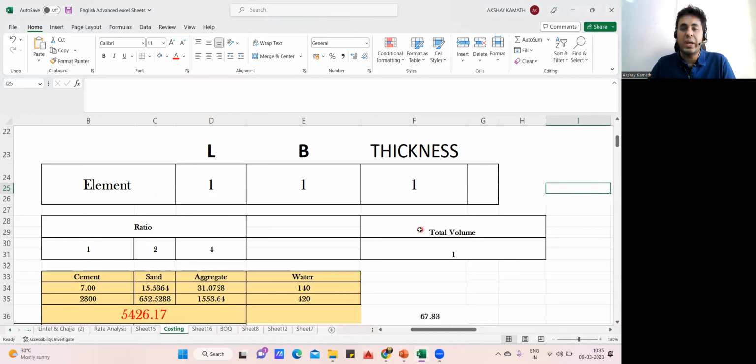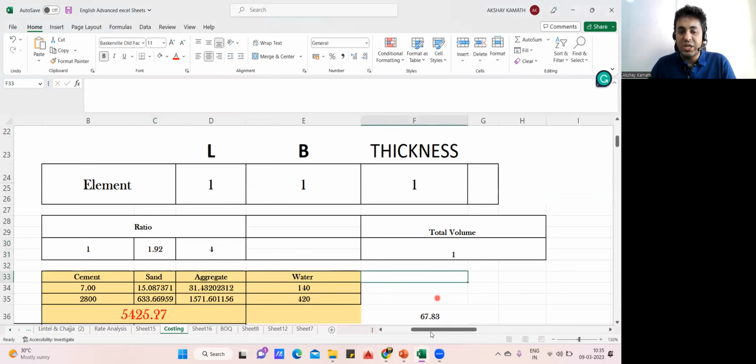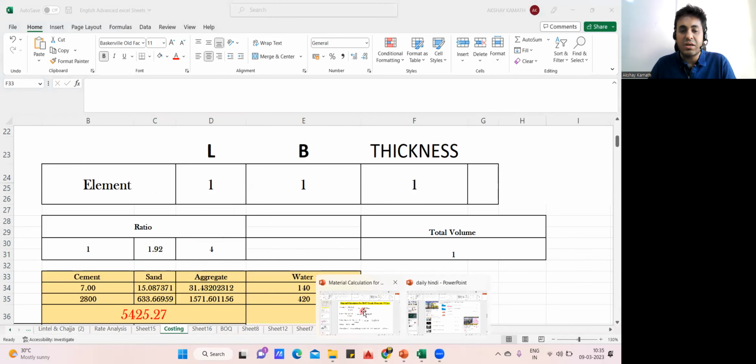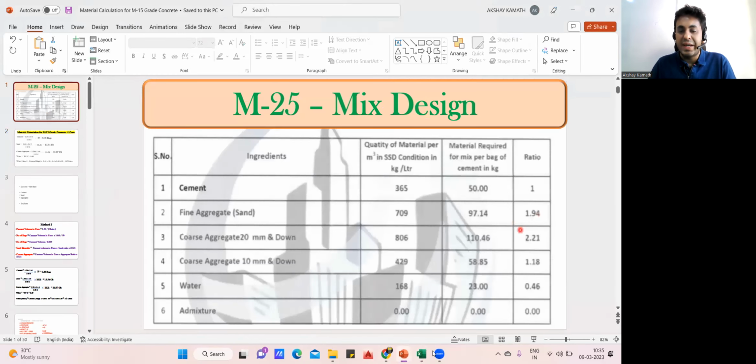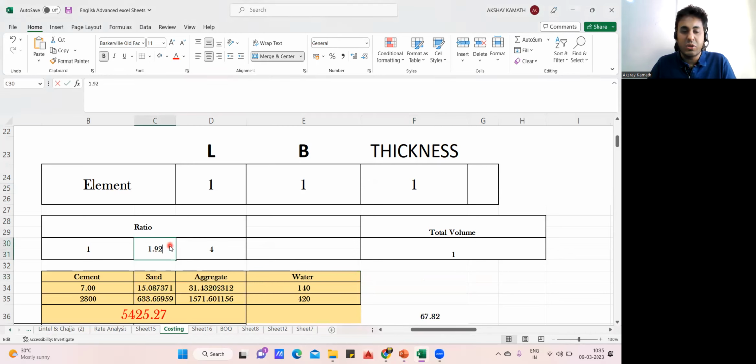Okay. This is the Excel sheet that I've taught you to prepare in my quantity estimation course. So my ratio is 1 is to 1.92, isn't it? Let me check it once again. Based on that, I'll get the complete material here. So 1.94 it is. I'll input 1.94 here. And for the aggregate, what you're supposed to do is add both the aggregates.